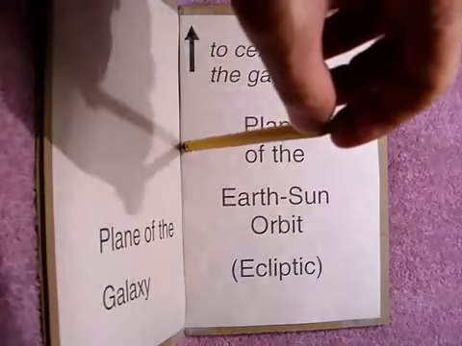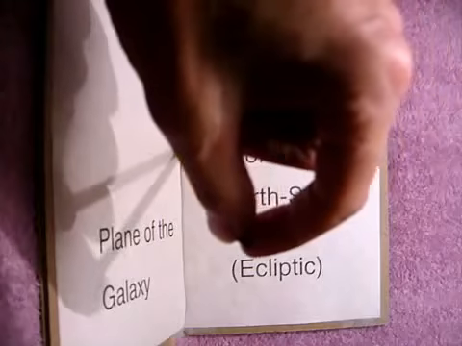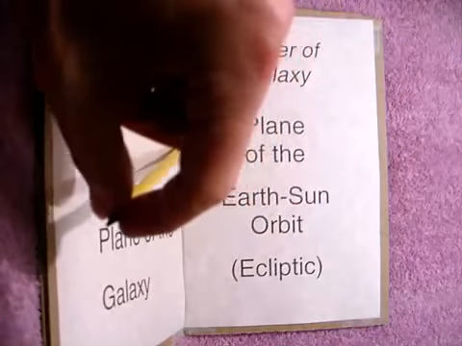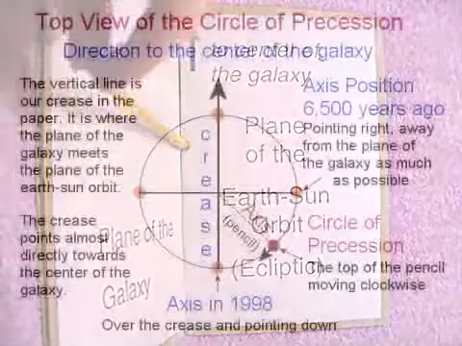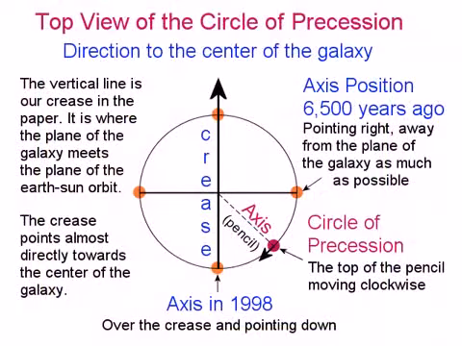Here's what it looks like from above. In just a few seconds, we'll see a diagram of this important view. When we look down on our model from above, we see the top view of the circle of precession and the 4 parts of the great year.